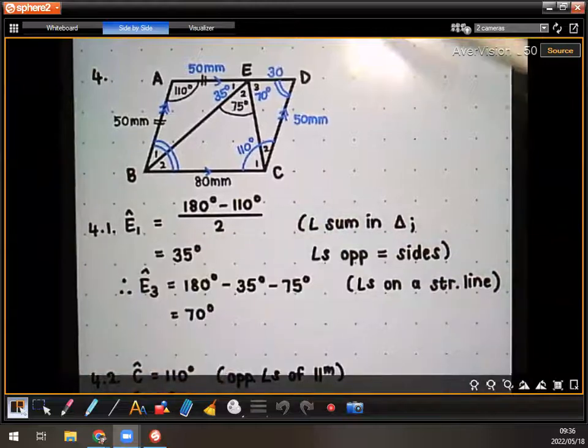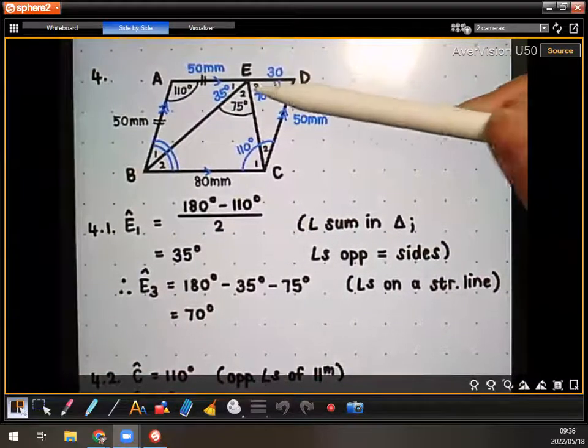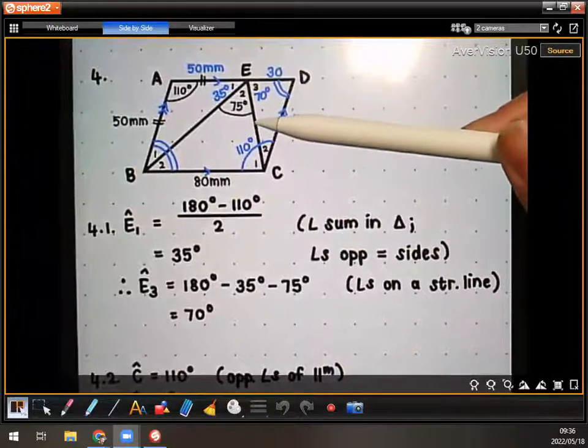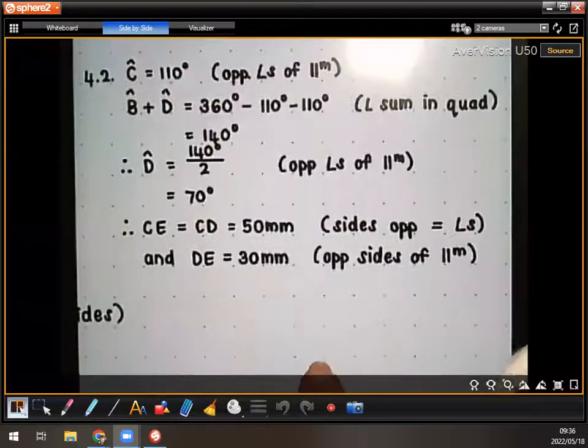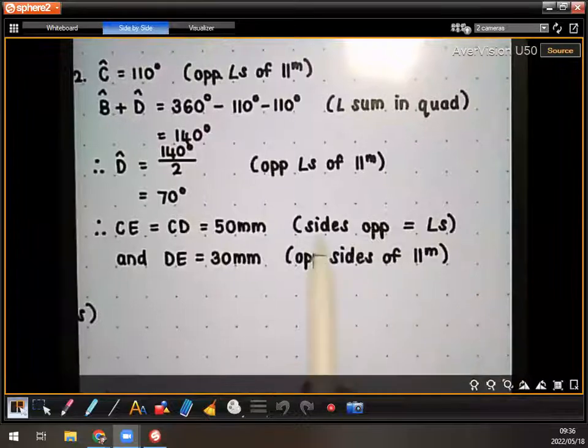Okay, perfect. So if you have that D is equal to 70 degrees, then it is an isosceles triangle. Those two angles are equal, so that side will also be 50. So CE is equal to CD is equal to 50 millimeters. I wrote that: sides opposite equal angles, guys. That reason is now important. Check if you got that reason correct.